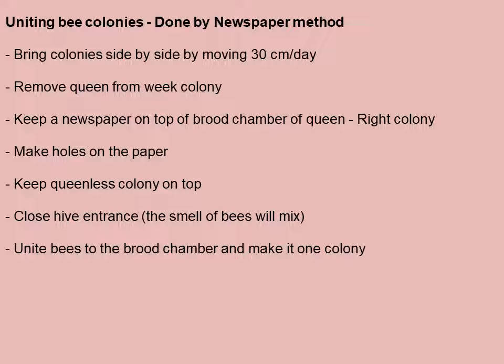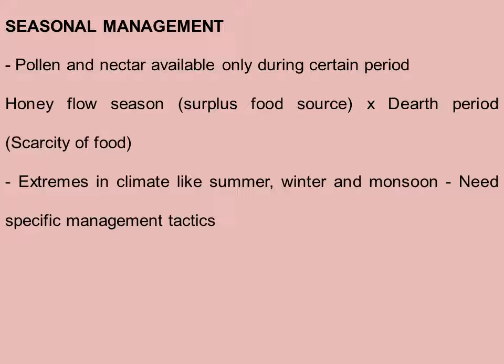Uniting bee colonies is done by the newspaper method. Bring colonies side by side by moving them 30 centimeters per day. Remove the queen from the weak colony. Keep a newspaper on top of the brood chamber of the queen. Make holes in the paper. Keep the queenless colony on top. Close the hive entrance and then unite the bees to the brood chamber and make it one colony. So bee colonies are also united to make one big colony.